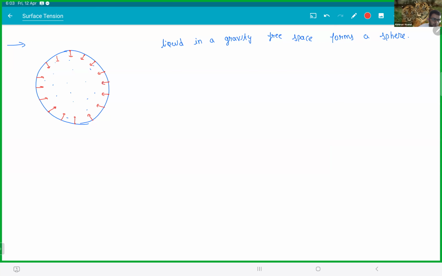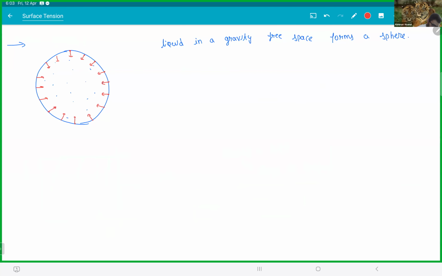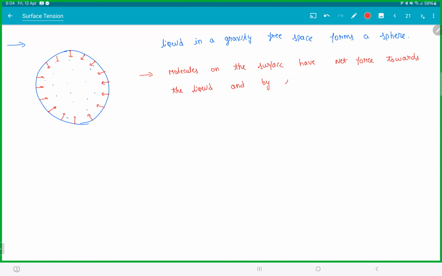So one way to explain this is molecules on the surface have net force towards the liquid. And by symmetry, they form a sphere. If everyone is trying to push inside, the shape you get is a sphere.